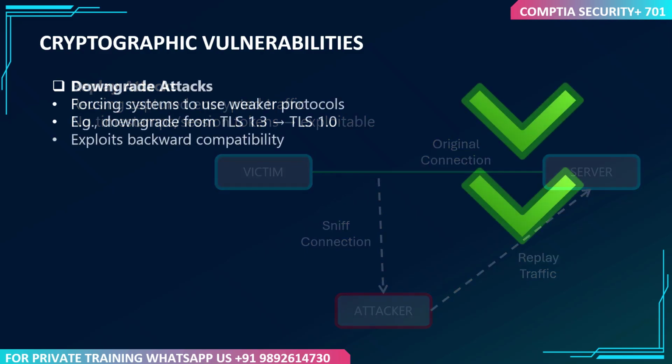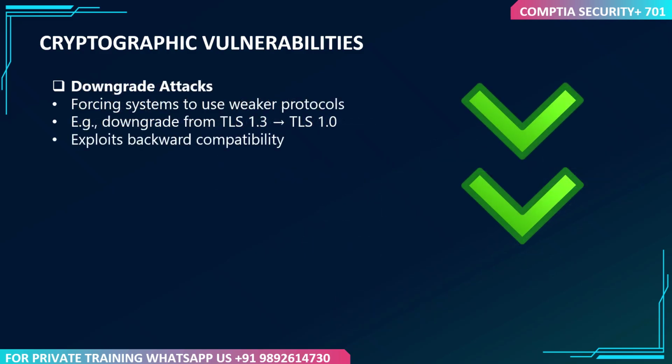And then there are downgrade attacks. Sometimes systems are set up to support older, less secure encryption for compatibility. And attackers can take advantage of that by forcing a connection to use a weaker protocol, say downgrading a TLS 1.3 connection to TLS 1.0, then exploiting known vulnerabilities in that older version. And if secure protocols aren't properly enforced, it opens the door to exploitation.